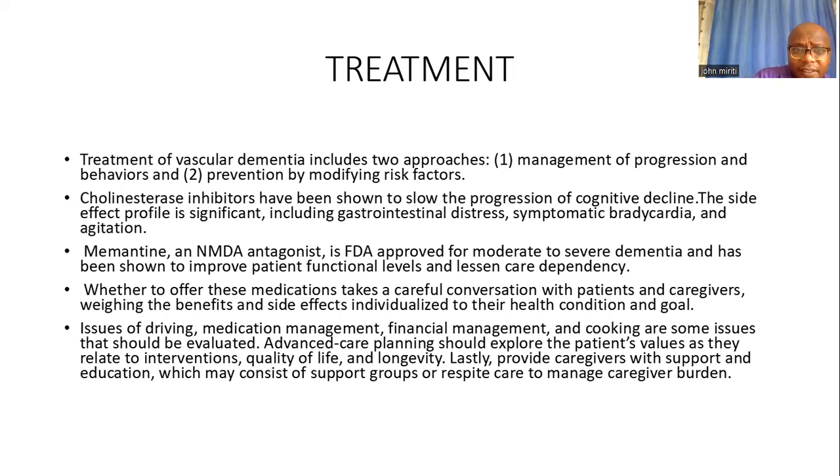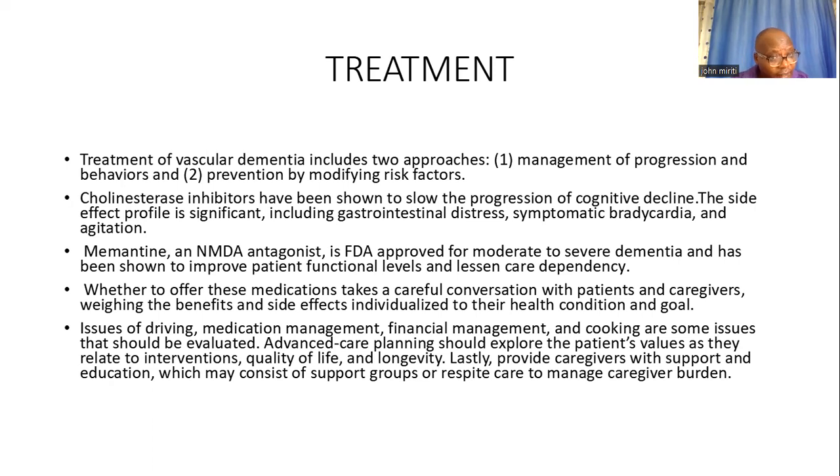Memantine, an NMDA antagonist, is Food and Drug Administration approved for moderate to severe dementia, and has been shown to improve the patient's functional levels and lessen care dependence. So that's another drug which has been approved for use in this type of condition. Now, whether to offer these medications takes a careful conversation with the patient and the caregivers, weighing the benefits and side effects individualized to their health conditions and goals. There should be a proper discussion and understanding between the two, so that you can achieve a therapeutic goal for this patient.